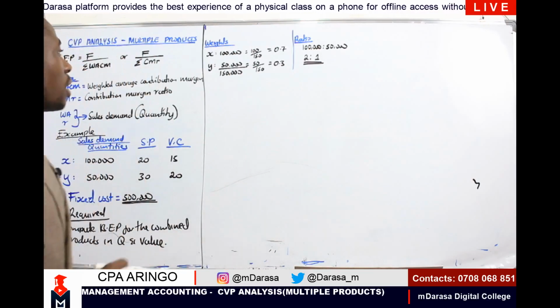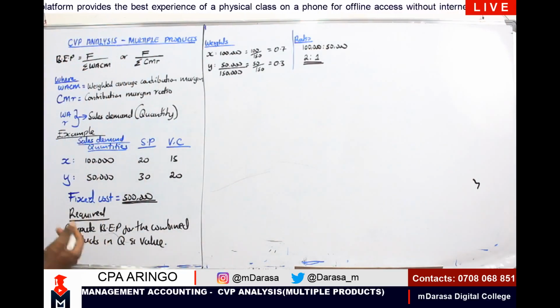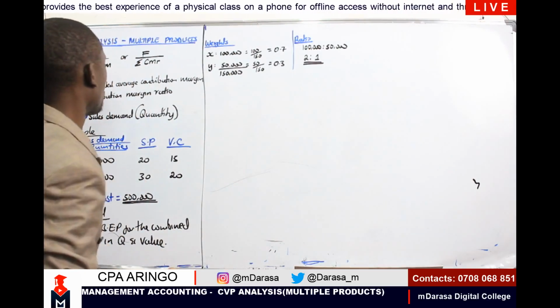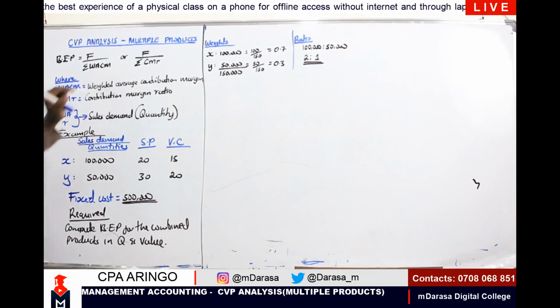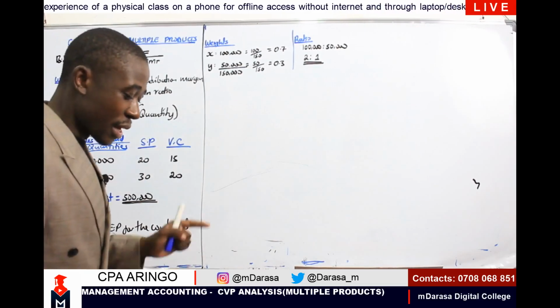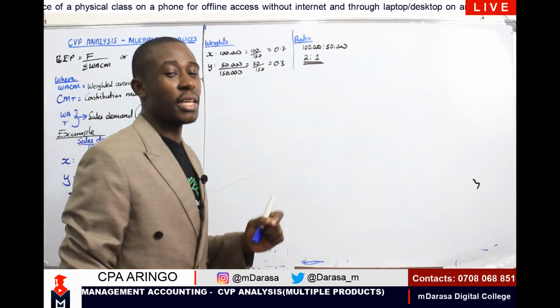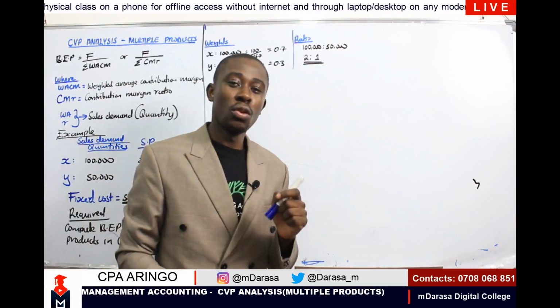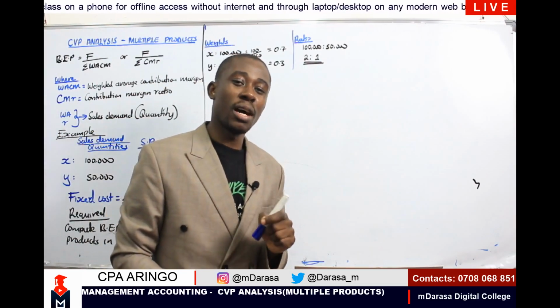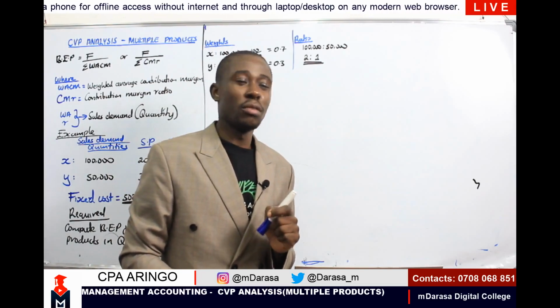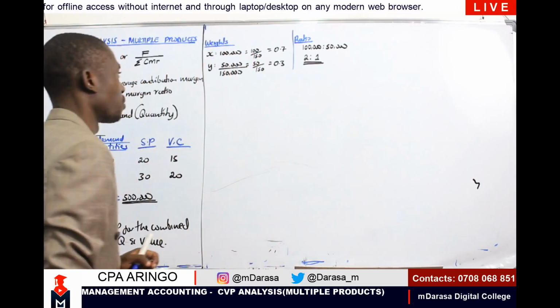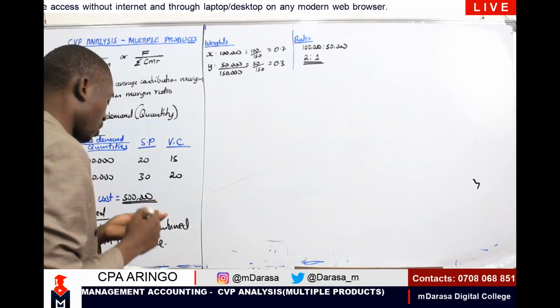So the moment we do have this case, the next step will be what? I know very well I need to come up with the weighted average contribution margin. So the next step, my good students, it will be upon us to determine our contribution margin. So how will you determine our contribution margin?